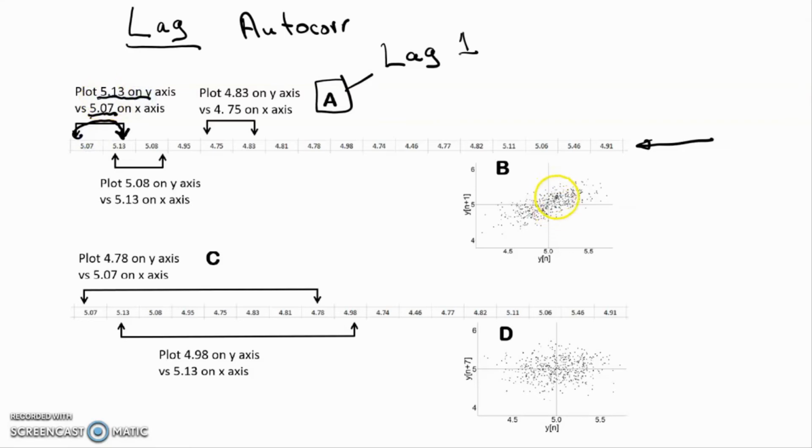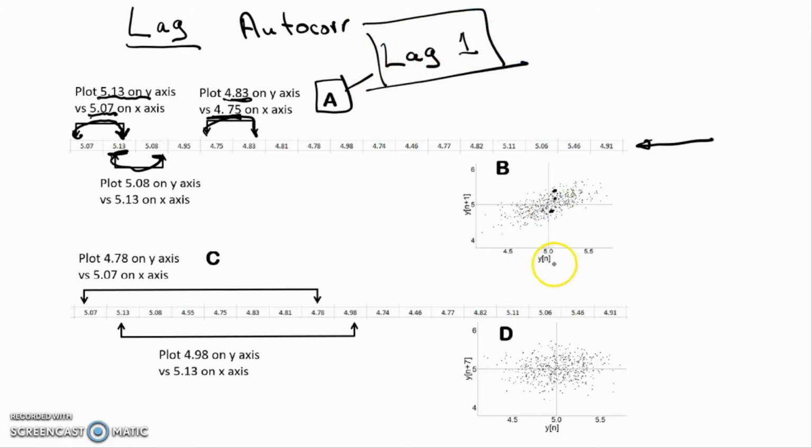So it's going to be probably something like about there or so. And I'm going to move over 1. I'm going to put 5.13 on the x-axis, jump 1, and put 5.08 on the y-axis. And again, maybe a point right there. And I continue on. So when I get out here, I put 4.75 on the x-axis, jump 1, lag of 1, 4.83 on the y-axis, probably someplace like that. And I continue on and on. So that is a lag of 1.